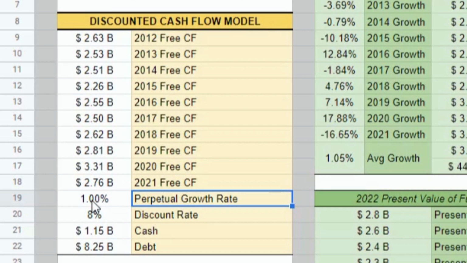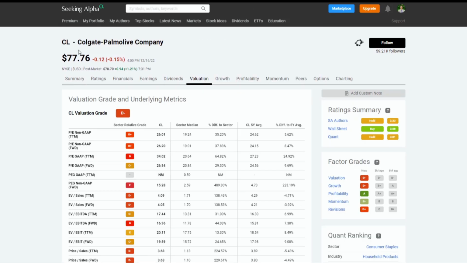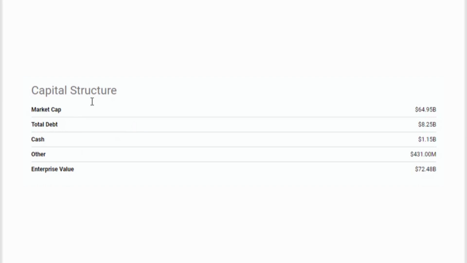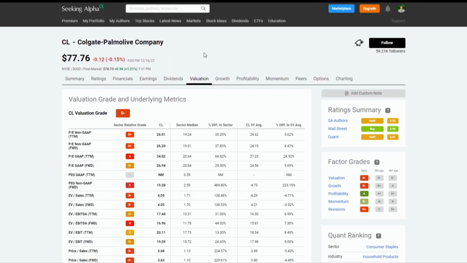I'm saying that it would grow 1% per year on average, with a discount rate of about 8%, which is very standard for the DCF model, and the cash and debt numbers. Where do I find the total cash and total debt numbers? Over on Seeking Alpha for Colgate Palmolive's page. Going over to the valuation tab, coming down to the capital structure, total debt is $8.25 billion and total cash is $1.15 billion.